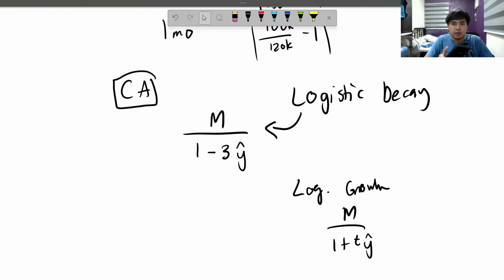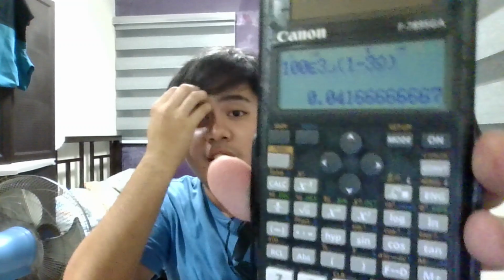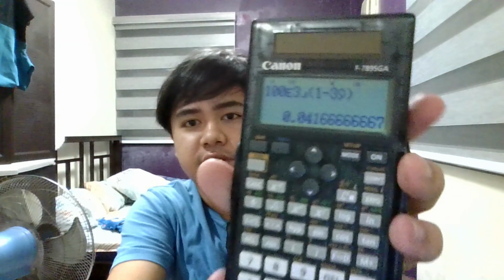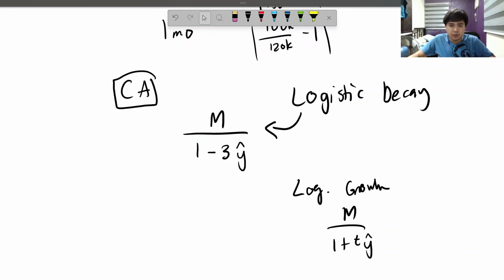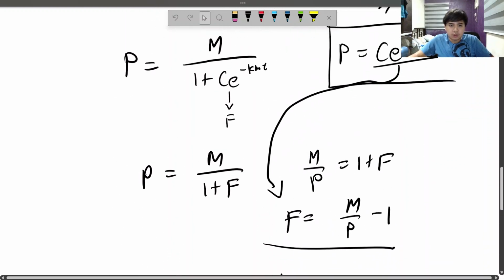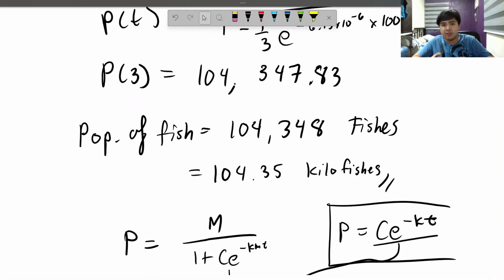Okay, so now I will show you my calculator. Ta-da! No, don't pay any attention. I haven't updated the calculator, so it still shows the result before. And if we click it, it should read. What should we expect? Hold on. 104,348, or again, 104.35 kilofishes.